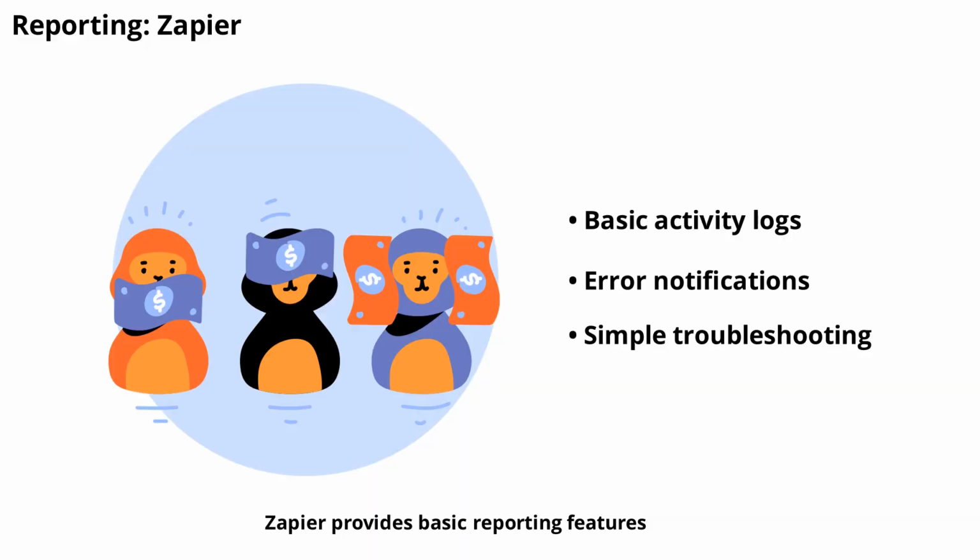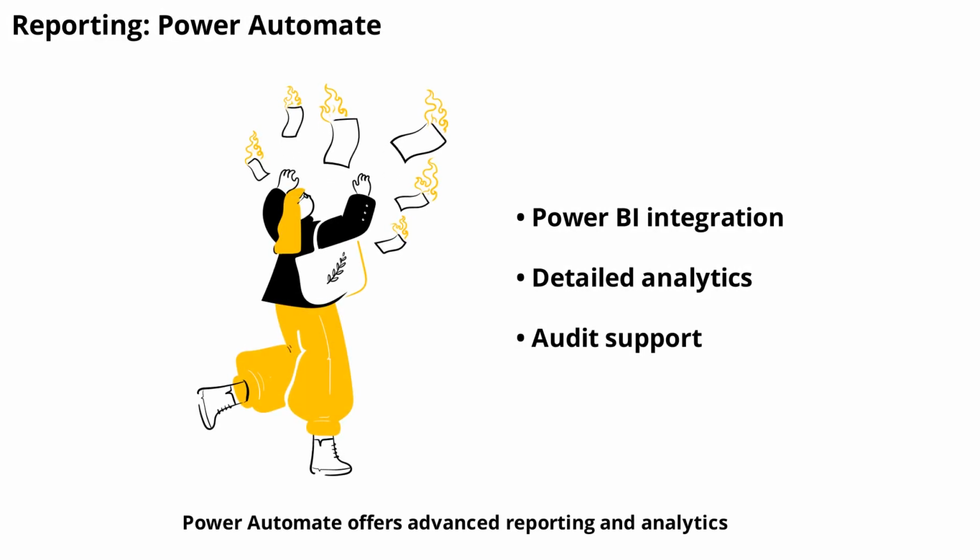Zapier provides basic reporting features, allowing finance teams to track workflow activity and troubleshoot errors. Users can view logs of Zap runs, identify failed tasks, and receive email notifications for critical issues. While Zapier's reporting is sufficient for most small teams, it may lack the depth required for detailed audit trails or advanced analytics. Power Automate offers advanced reporting and analytics through integration with Power BI and Microsoft 365.